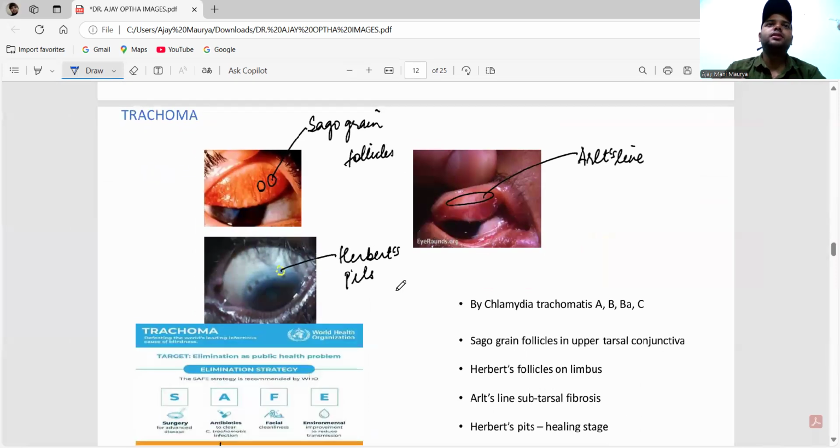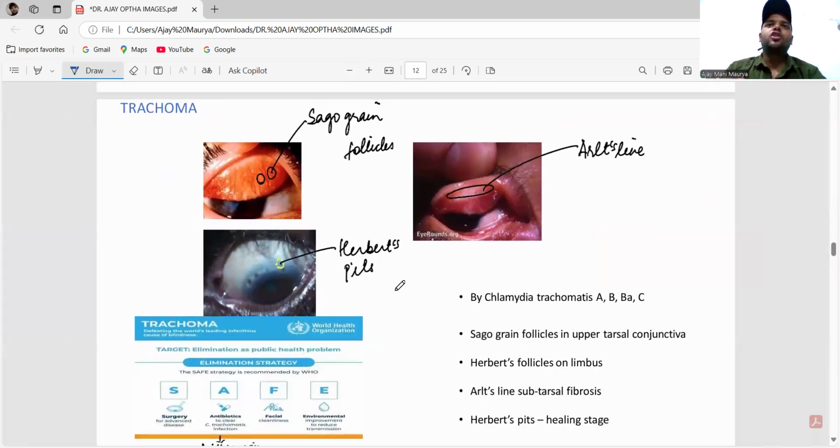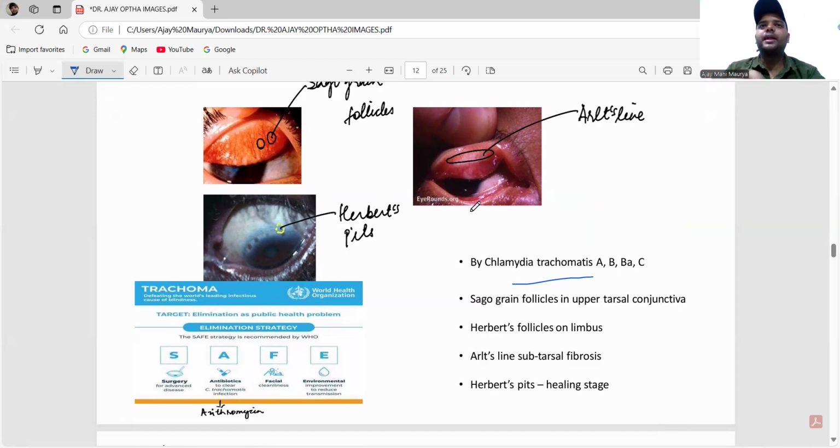trachoma. So, guys, trachoma is mostly caused by Chlamydia trachomatis A, B, Ba, C. You can see the follicles here. The herpetic pits. This is the sago grains. You'll see the sago grain follicles appear in the upper tarsal conjunctiva, herpetic follicles on the limbus.